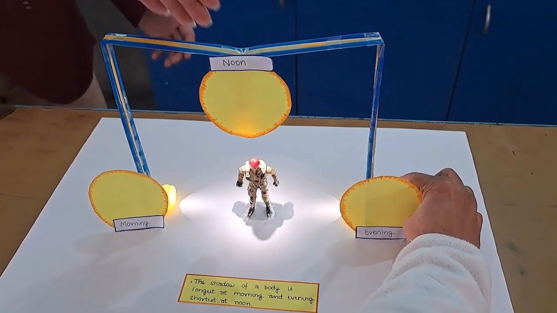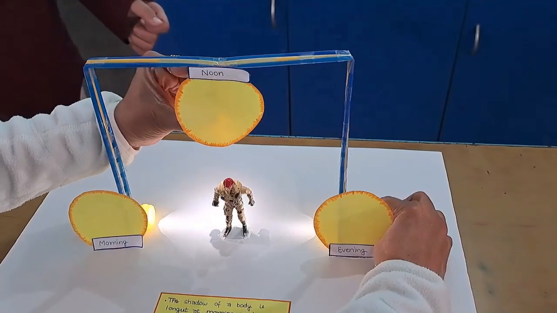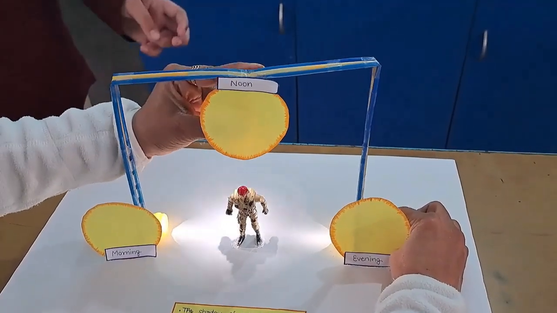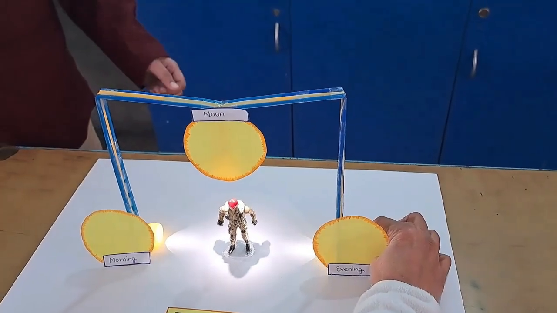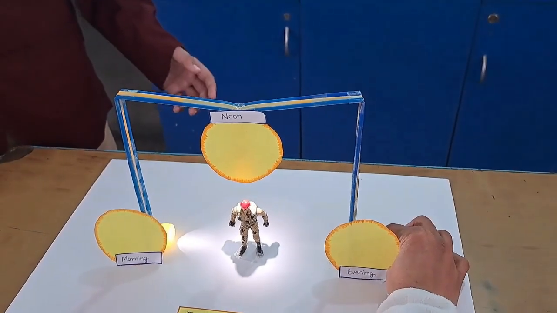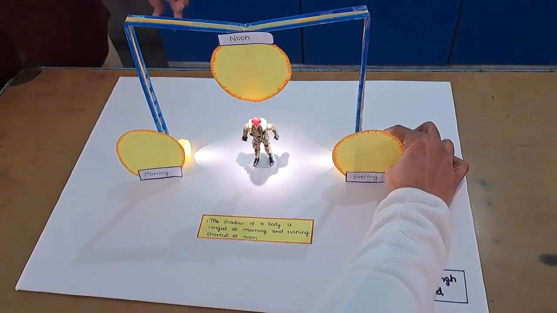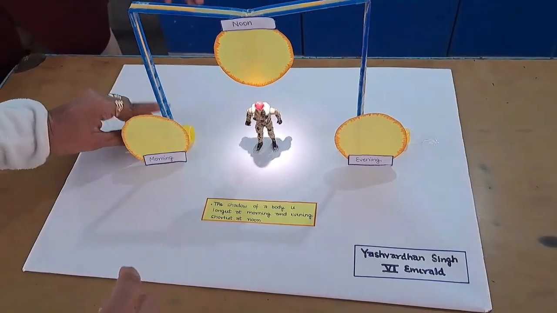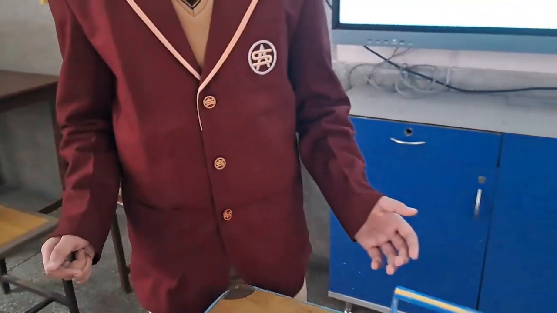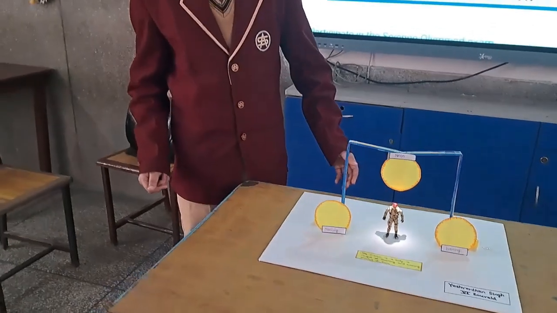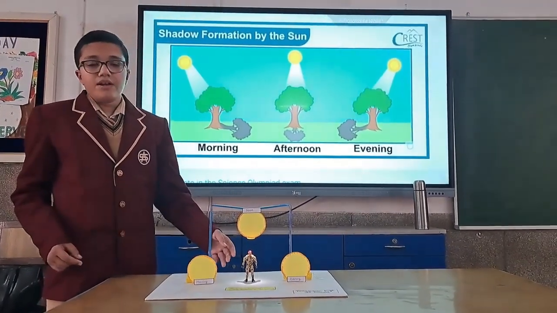The shadows are long in the morning and evening because the light strikes the object at an oblique angle. The shadow is shortest at noon because the sun is directly overhead and the light is at a perpendicular angle.